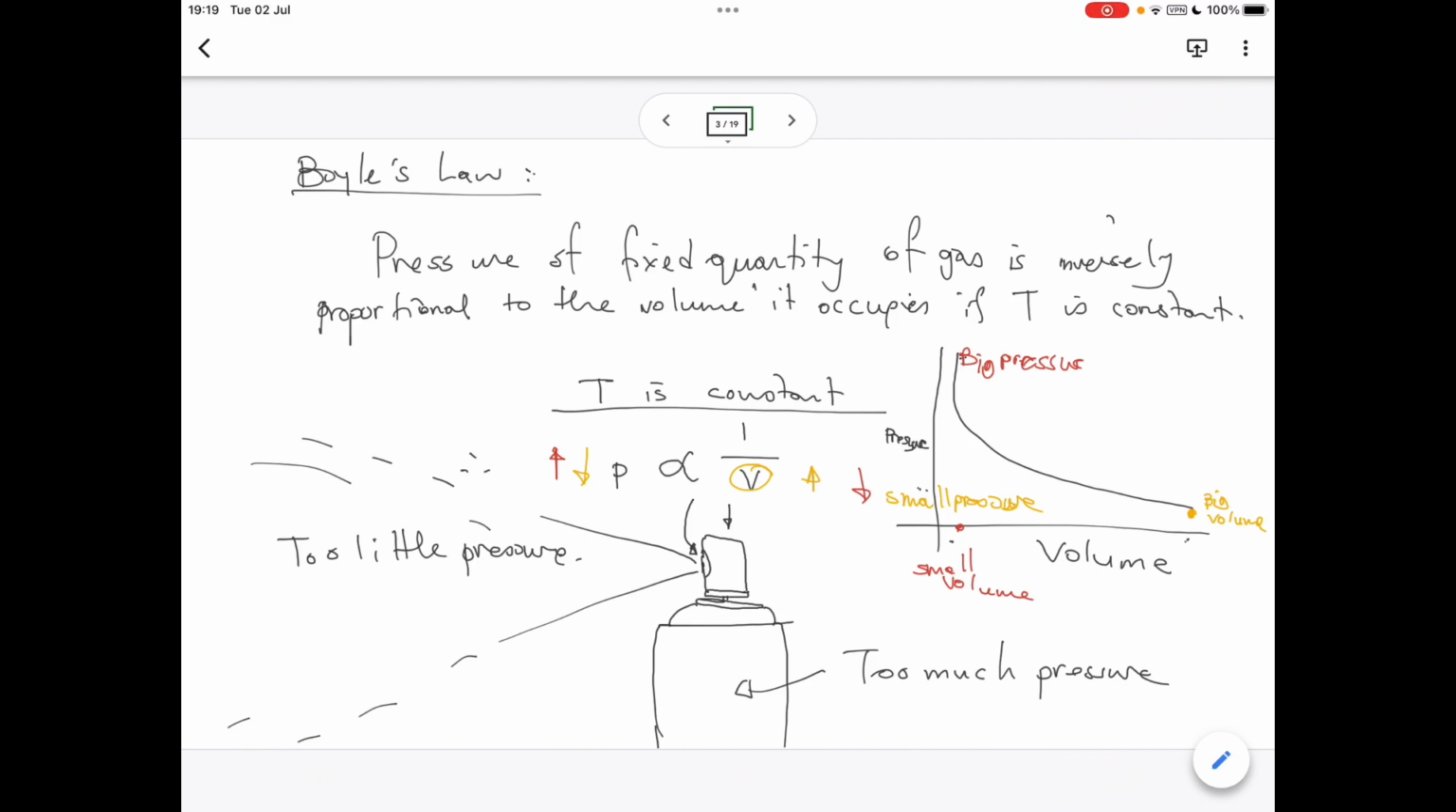Then we went on to the general gas equation, which combines the relationship of Boyle, the relationship of pressure versus temperature, and the relationship of temperature and volume. And it gives us this formula here.